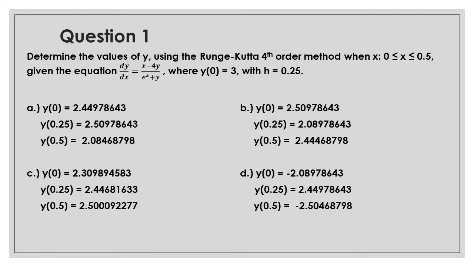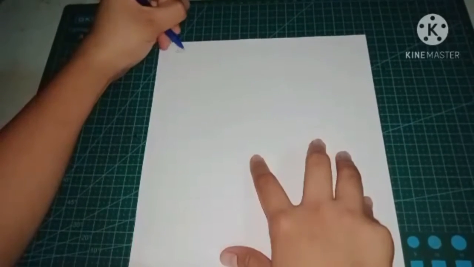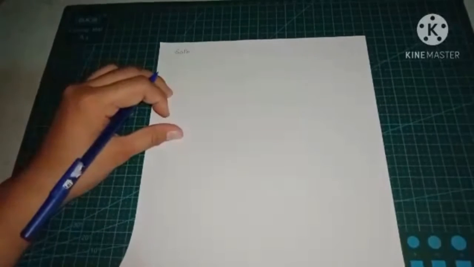So for the first question, determine the values of y using the Runge-Kutta fourth order method when x is greater than or equal to 0 and less than or equal to 5, given the equation dy over dx is equal to x minus 4y over e^x plus y, where y0 is equal to 3 with a step size of h is equal to 0.25. Now we start solving for this question.